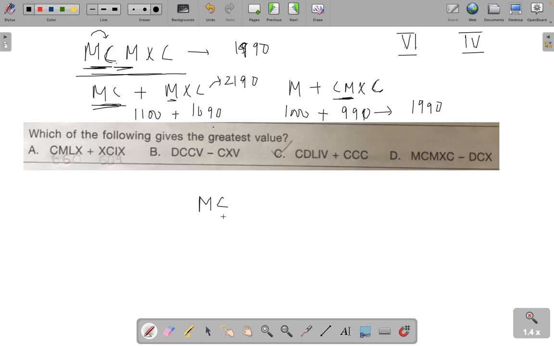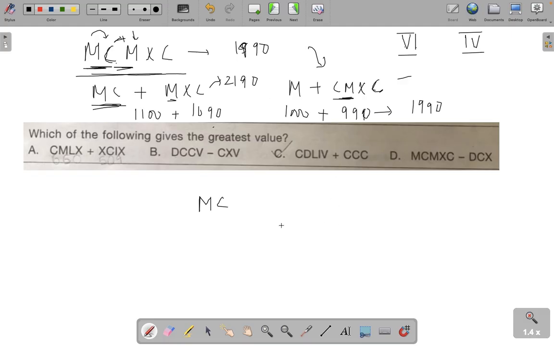Sir, I'm saying the M which is in the third place in the middle. Okay, yeah. I subtracted C from that M. So that means you followed this one. Yes, sir. So this one is correct, not this one.